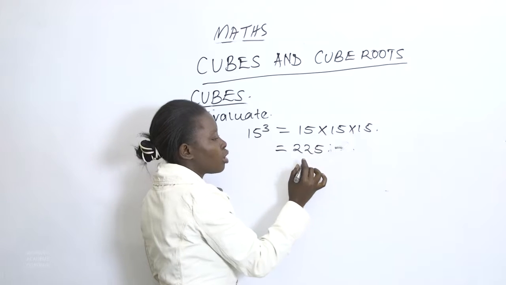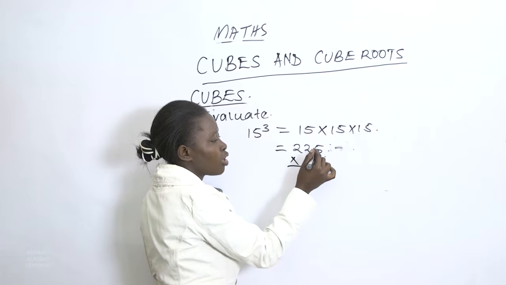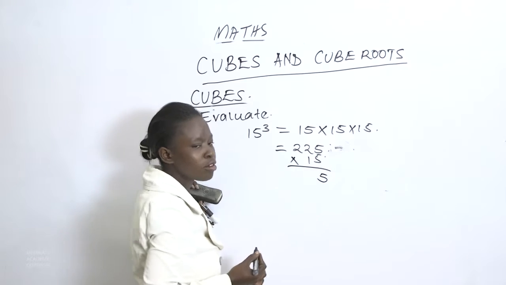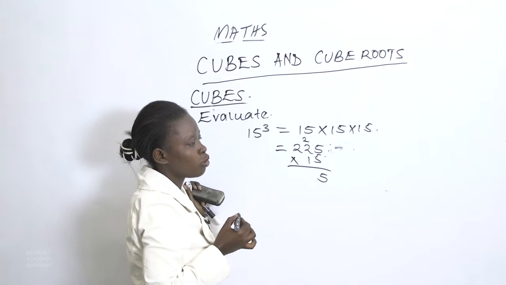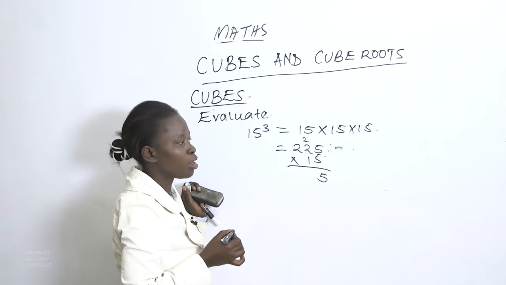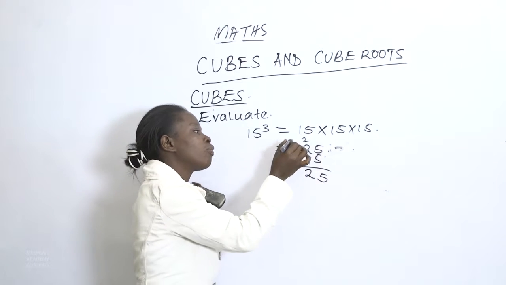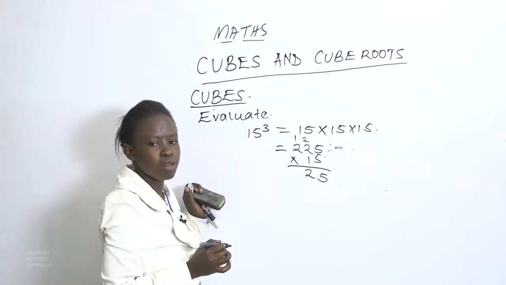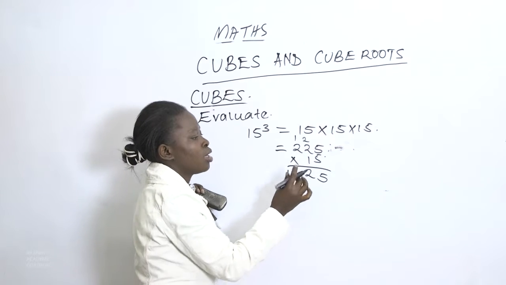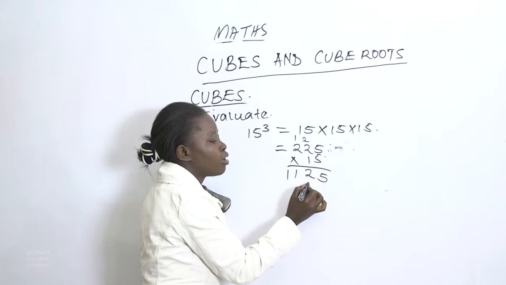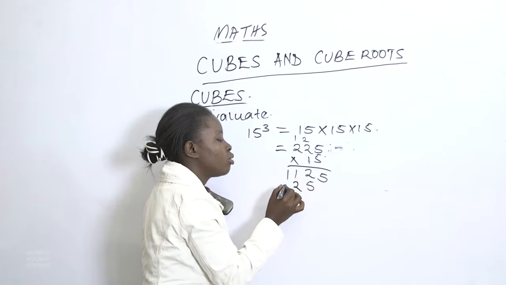So 225 times 15. We get that 5 times 5 is 25. So write 5, carry 2. So I'm carrying my 2. 5 times 2 is 10. 10 plus 2 is 12. So write 2, carry 1. Then 5 times 2 is 10. 10 plus 1 is 11. Next I have 1 times 5 is 5. 1 times 2, 2. 1 times 2, 2.